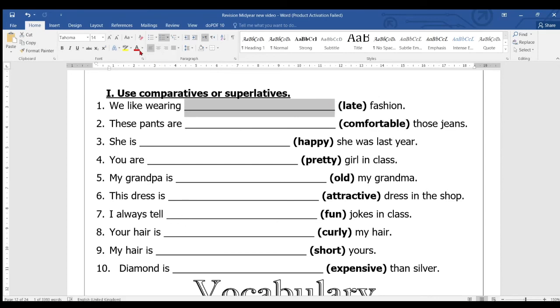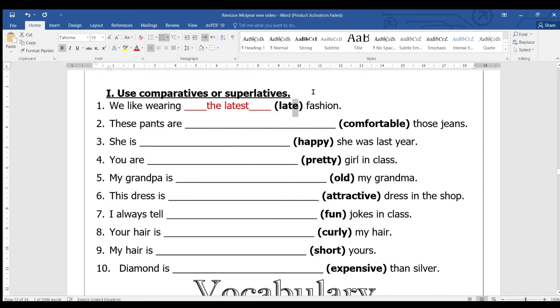We like wearing late fashion. So the adjective is late, and I have what we like wearing, and I'm comparing it to everything else. So am I going to use the comparative or the superlative? I'm going to use the superlative. What is the superlative form of late? Late is a short adjective. It ends in e. So I'm just going to say the latest. The plus the adjective plus est, but here I'm just adding st because it's ending in e. Alright, we like wearing the latest fashion.